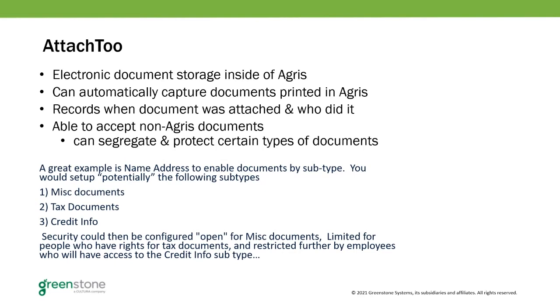And I found this little blurb in our AGRIS customer documentation that gave a great example of it, where you might have miscellaneous documents, you might have tax documents, and then you might have a credit app. Well, you can have different security for each one: completely open for miscellaneous documents, limits for only the people who have rights for tax documents on number 2, and then even a further restriction on who have access to see the credit info. So just a little tidbit there for you.